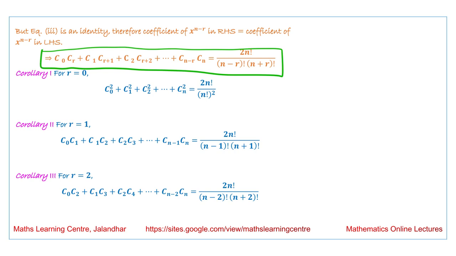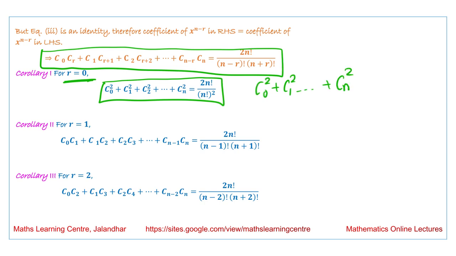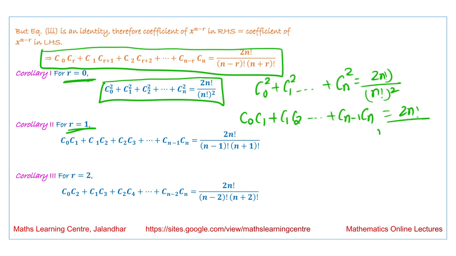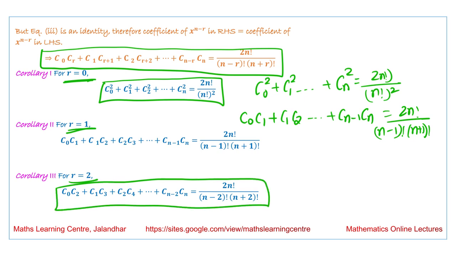Now if we substitute r is equal to 0 in this, we obtain this first result, that is c0 square plus c1 square and so on up to plus cn square, that is equal to 2n factorial divided by n factorial square. If we substitute r is equal to 1, we get c0 c1 plus c1 c2 and so on up to c(n minus 1) cn, that is equal to 2n factorial over (n minus 1) factorial into (n plus 1) factorial. If we substitute r is equal to 2, we obtain the result in this form.